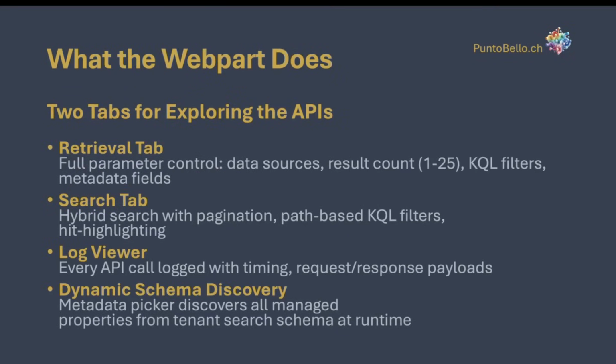So what the web part basically does, which I will showcase afterwards, is it has a tab for each API, plus a little log viewer. And in the Retrieval tab, you can control every parameter, data source, result count, KQL filter, and metadata field. And the Search tab gives you the hybrid search capabilities with pagination. And for the log viewer, it logs every API call with timing and payloads.